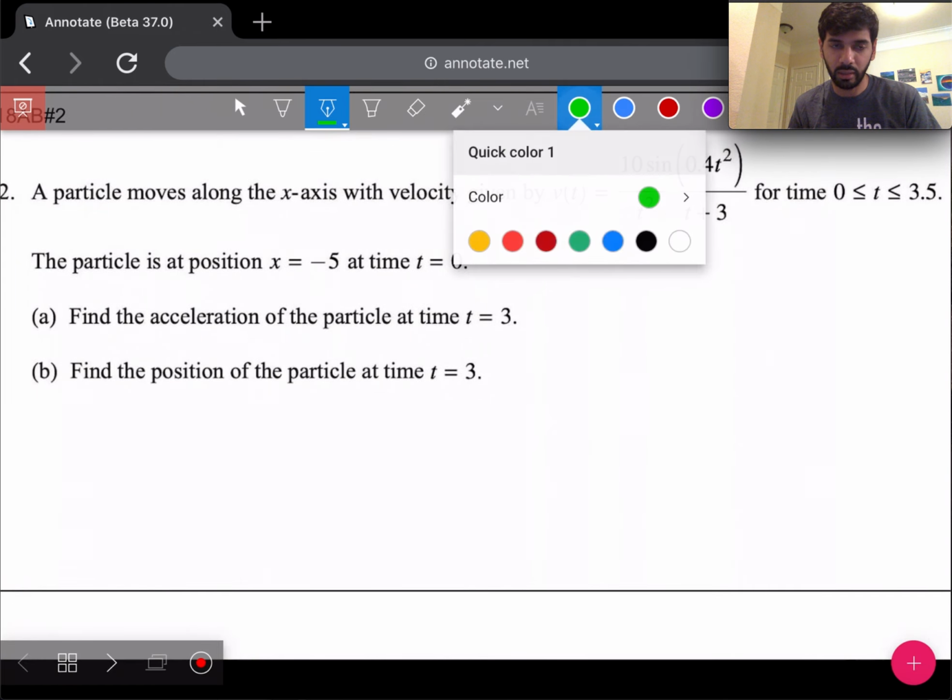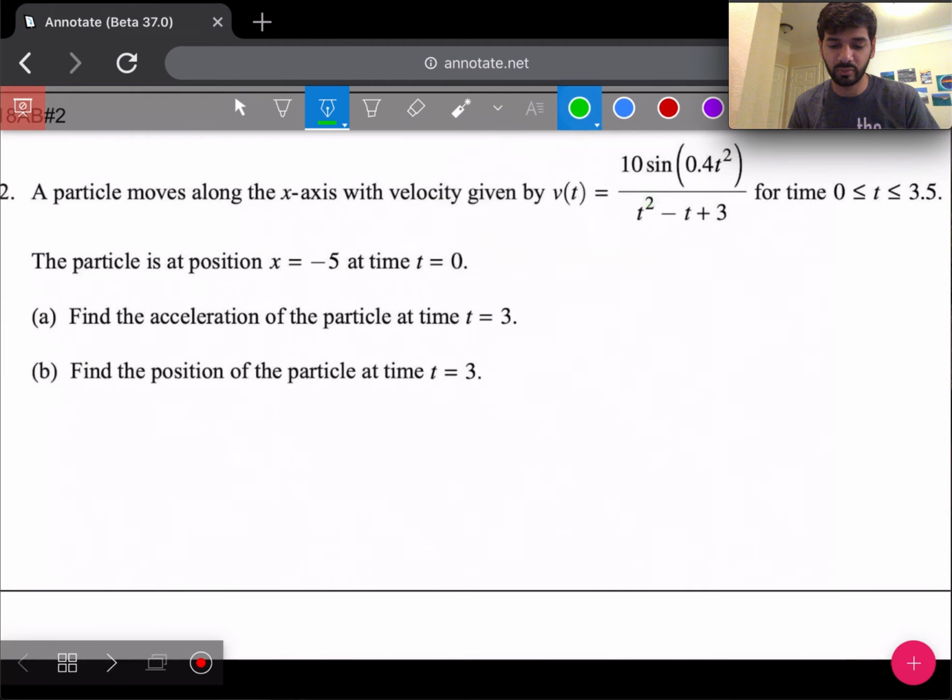Okay, so part A here is asking to find the acceleration of the particle. Now we know the acceleration is the derivative, so this is going to be pretty straightforward. We have the velocity function, and we want to find the acceleration. So I'm going to put a of t, which is what I'm using for acceleration, is equal to the derivative of the velocity.